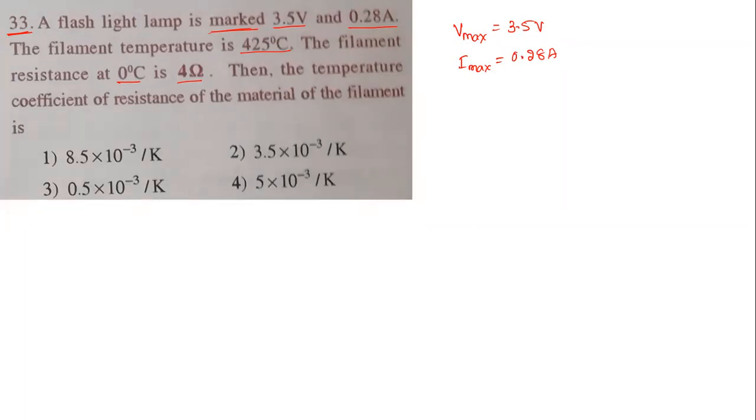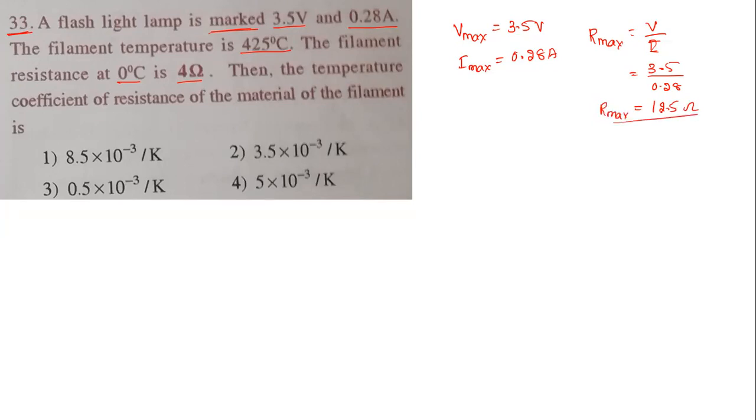Let us solve this question now in a simple way. What is the maximum value of resistance here? From this we can calculate the maximum value of resistance, that is equal to V by I. V is 3.5, current is 0.28 ampere, and I'm going to get 12.5 ohm. That is the resistance which is maximum.